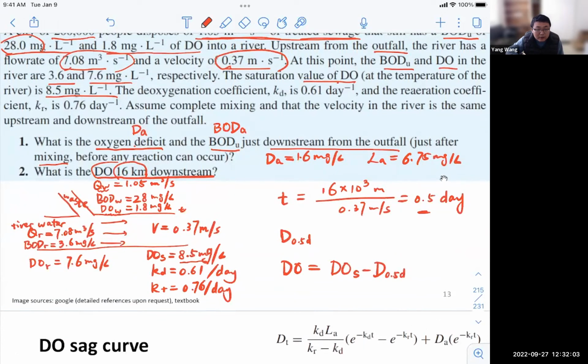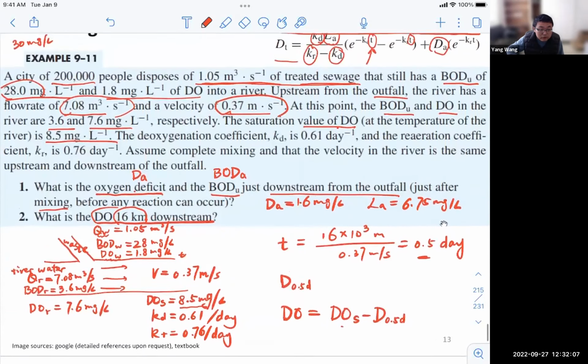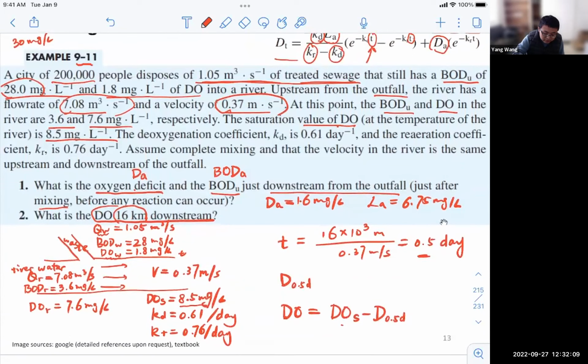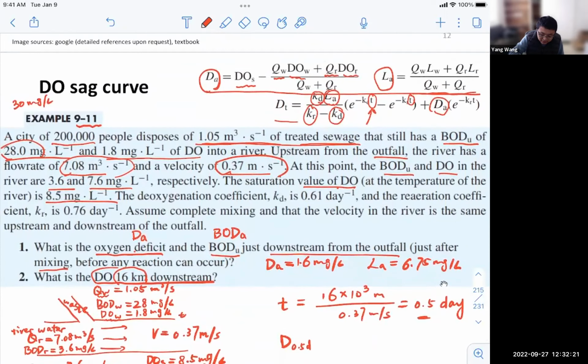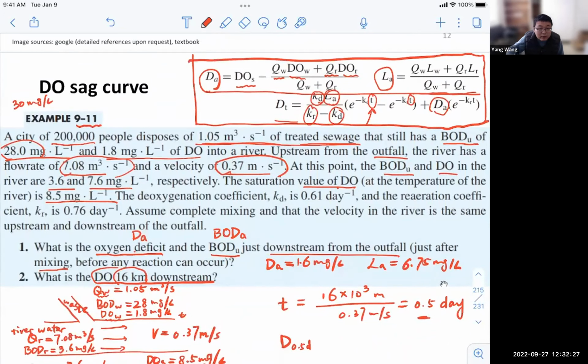Right. So I don't have the exact answers here, but you can refer to this example in your textbook to find out the exact value. What I'm trying to show in this problem is that if we have this set of analytical equations here, we can evaluate the impact of any point sources.